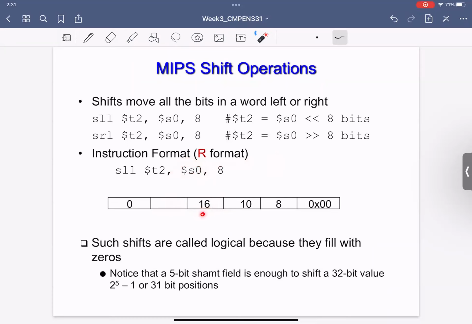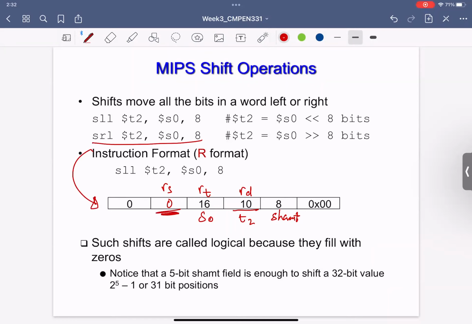So this is basically S0, and this will be the shift amount, and this will be the T2, which is the destination. And this is the RT, and this is the RS, which is 0 in that particular case. So you need to be familiar with that as well. If I were to give you this and ask you to write it, you have to be familiar that you need to discard RS. This will just be 0, and the source has to be written in the second source in that particular example.